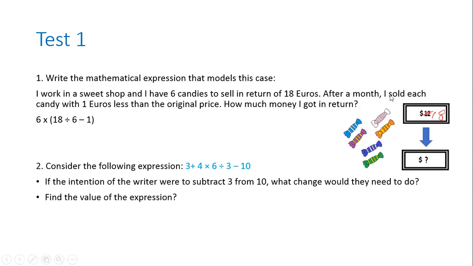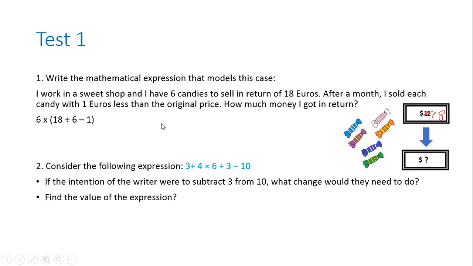After a month, I sold each candy with 1 euro less than the original price, because sometimes when you keep food products for some time, they lose their value. They lose their taste, they lose some of the ingredients they contain, they change. So I bought the 6 candies first with 18 euros, and after a month, I sold each candy with 1 euro less than the original price. How much money did I get in return when I sold them after a month?